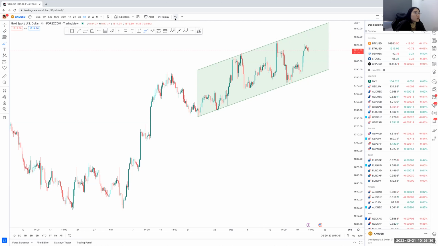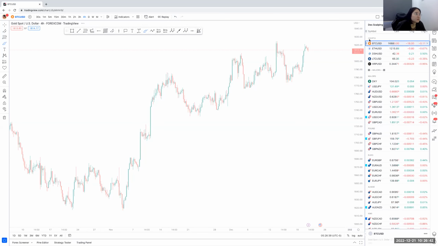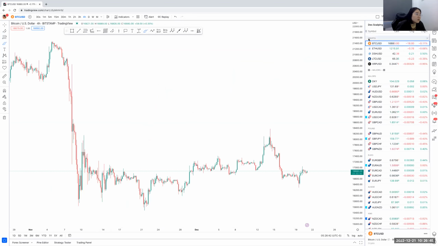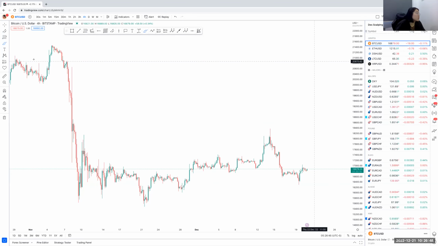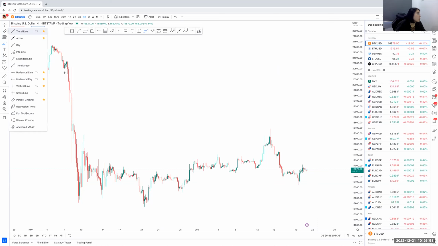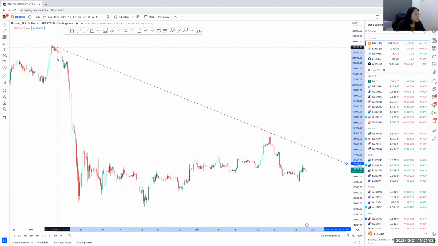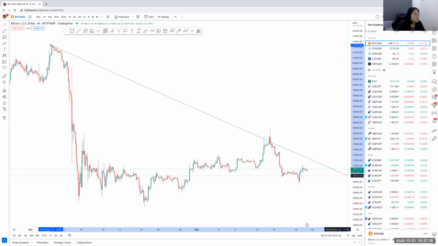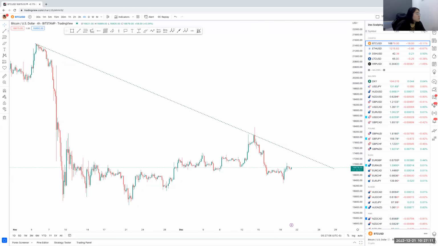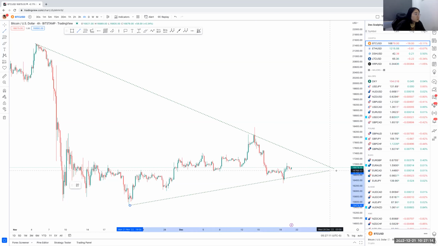Any questions so far? We're going to go practice on a different chart. Let's try BTC. This market is kind of moving sideways. Actually, I do kind of see a slight triangle here. You see the triangle. Price is kind of moving within a triangle.